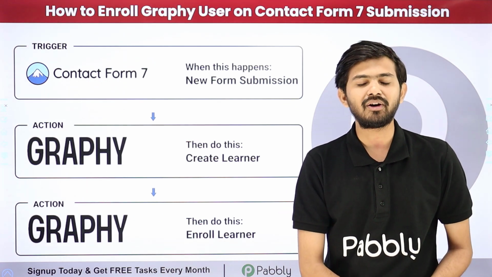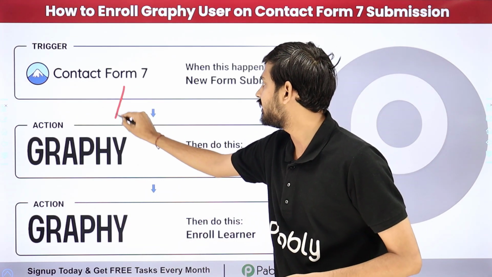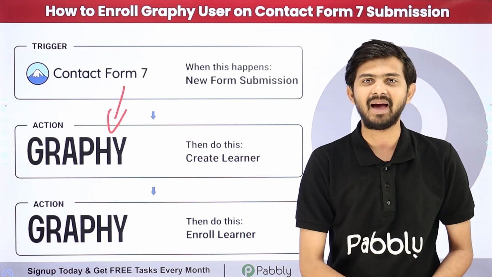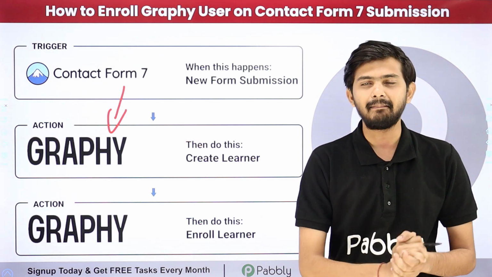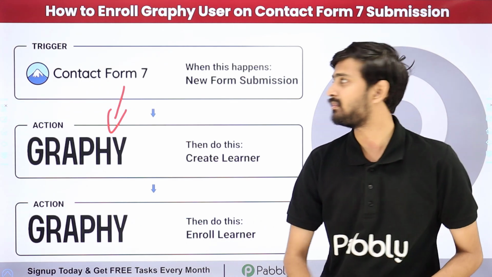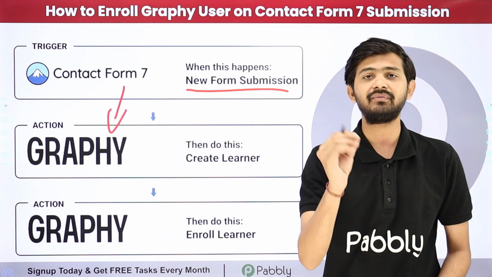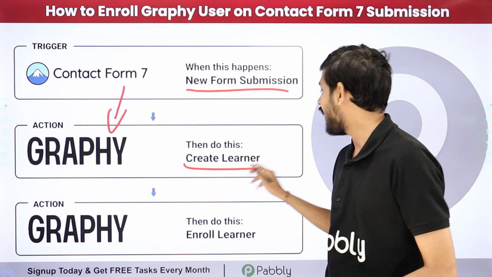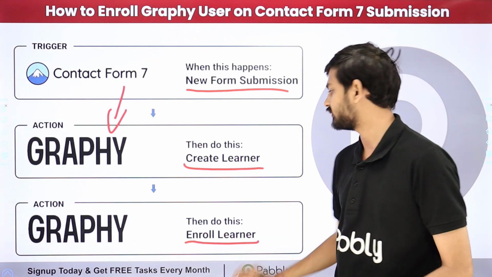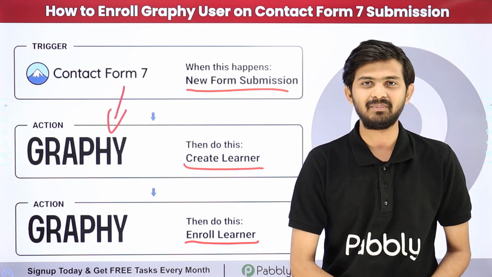I want to do this automatically, and for that I need to build a connection between contact form 7 and Graphy. For building this connection, I'm going to use Pabbly Connect, an amazing software for automation and integration. With Pabbly Connect, whenever I receive a new form submission through contact form 7, I will first create a learner in Graphy, and after creating that learner, I will enroll that learner in my Graphy course. So how am I going to build this connection? For that, let me take you to my computer screen.